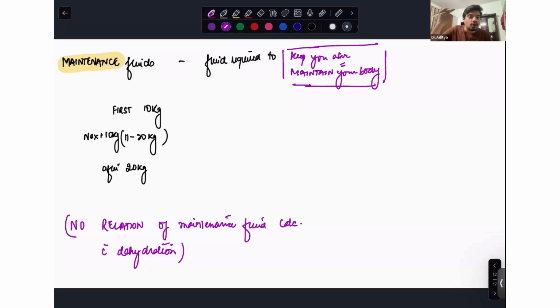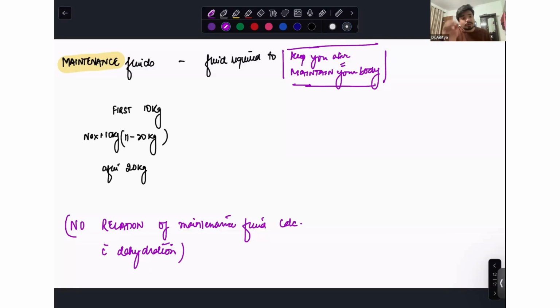इसका डिहाइड्रेशन से कोई लेना देना नहीं. तो डिहाइड्रेशन के क्वेश्चन में मेंटेनेंस फ्लूइड का कोई लेना देना नहीं. If they are asking you about maintenance fluid, you don't have to worry about whether it is no dehydration, some dehydration or severe dehydration. Severe dehydration child also requires maintenance fluid. Some dehydration child also requires maintenance. It is required by everyone to survive in the 24 hours.